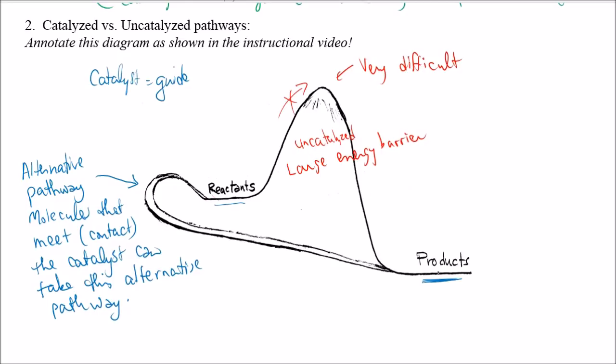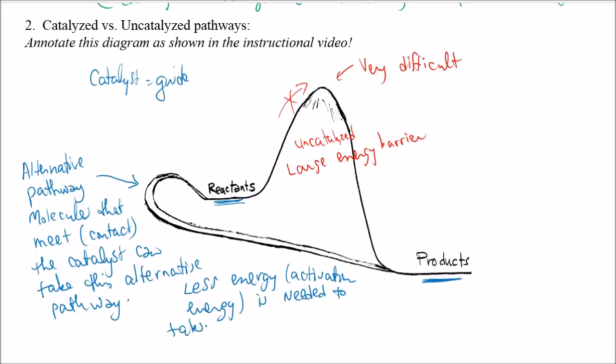The guide knows a secret way to get from this valley to this valley. And so the people who meet the guide are able to take that nice, easy pathway to get there. Those that don't meet the guide only know this very difficult pathway over the top of the mountain. So less energy, and I'll call that activation energy, is needed in the catalyzed pathway. Why don't I write it this way? Needed to take the catalyzed pathway.